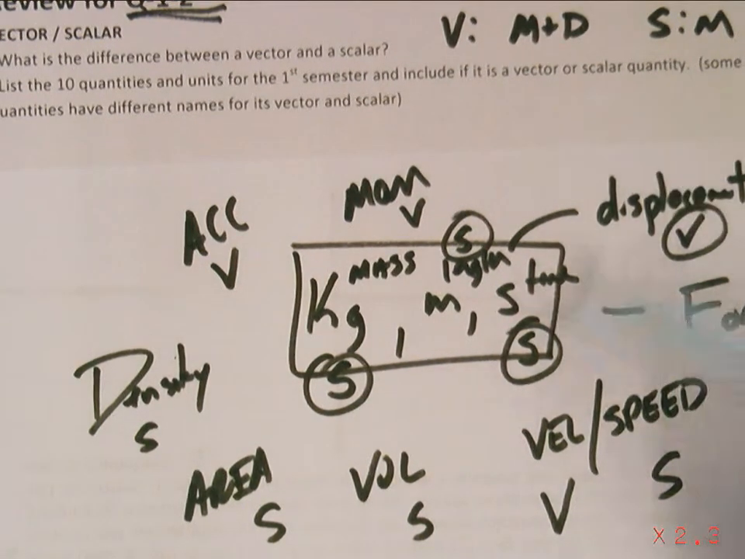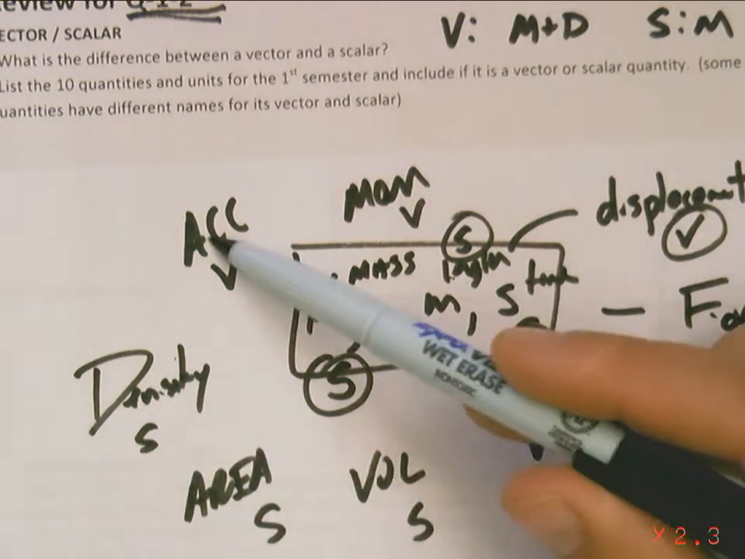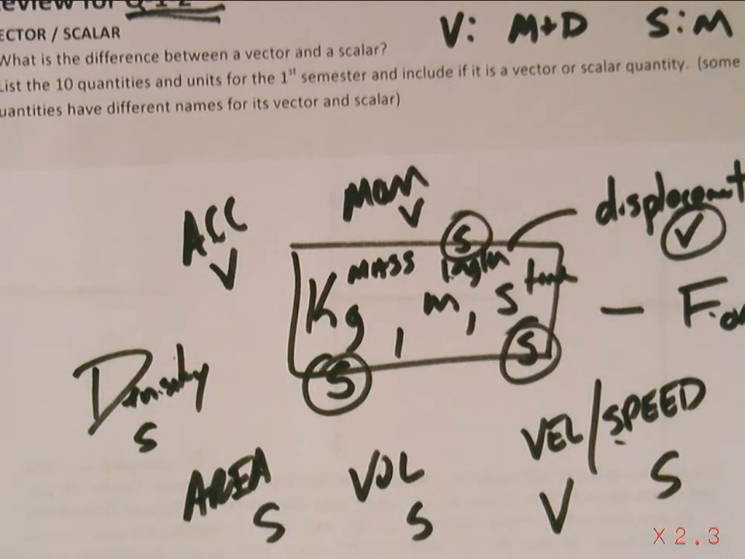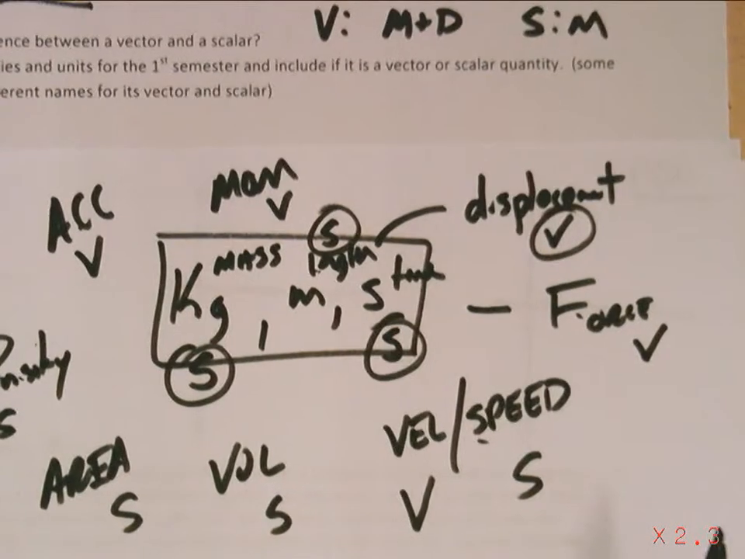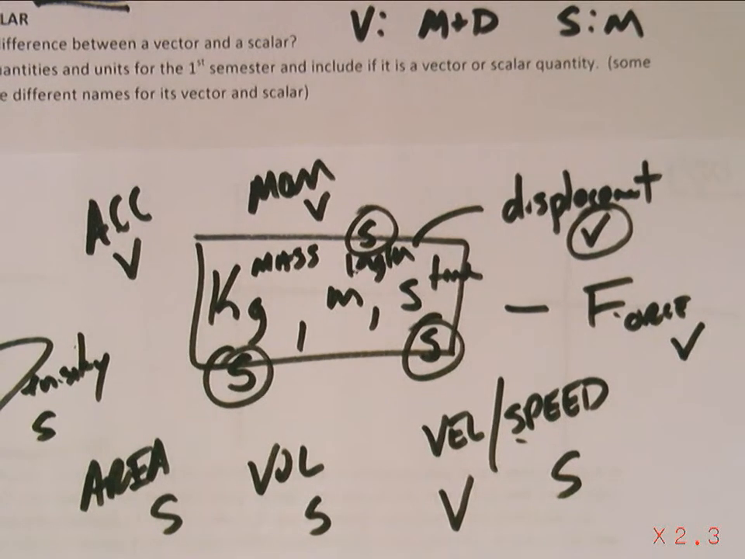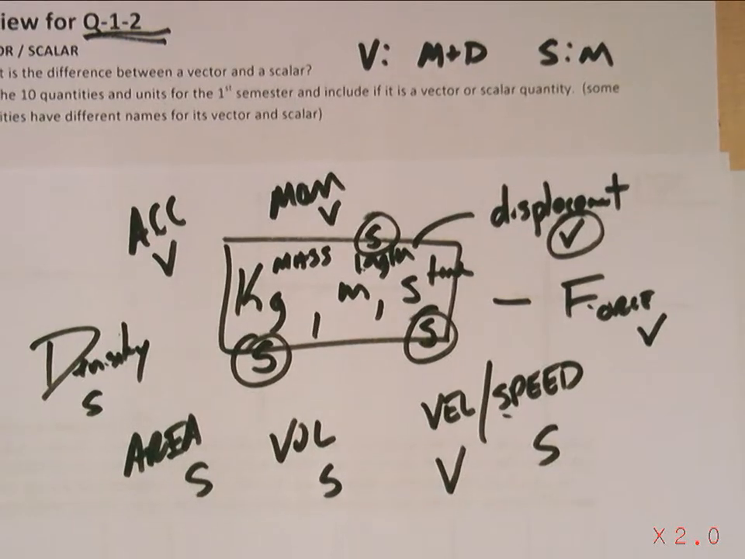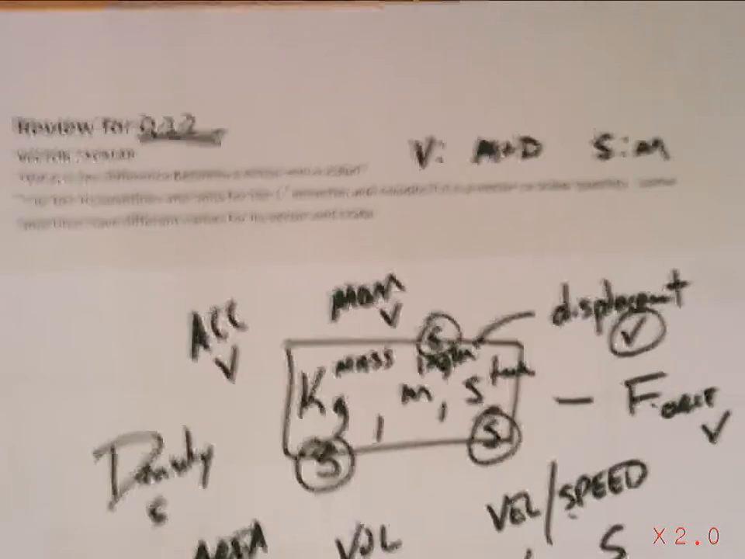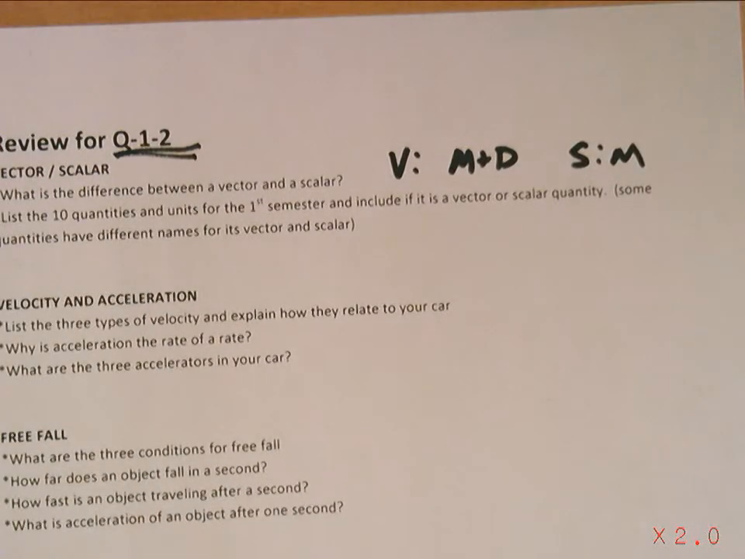So let's count them up. We had 1, 2, 3, 4, 5, 6, 7, 8, 9, 10. So those are our 10 quantities, and whether or not they're vectors or scalars. Alright, so we continue on. We got that done. That was a beast.